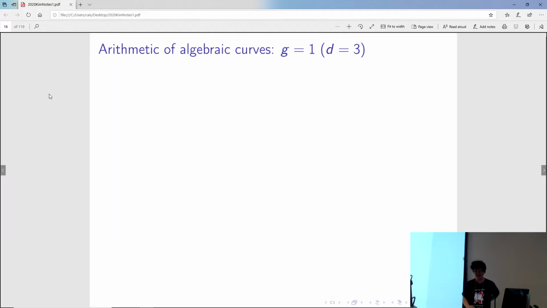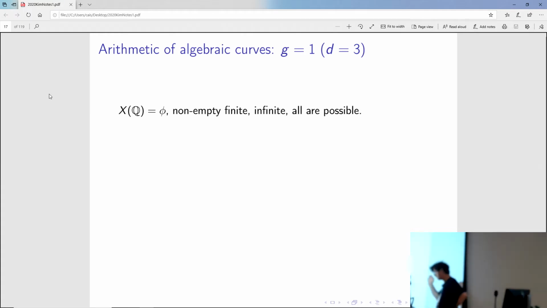Now, moving on to genus 1. Here already things are quite hard and there's much that's unknown. This is the degree 3 case, and of course, anything can happen. It might be empty, it might be finite, it might be infinite.